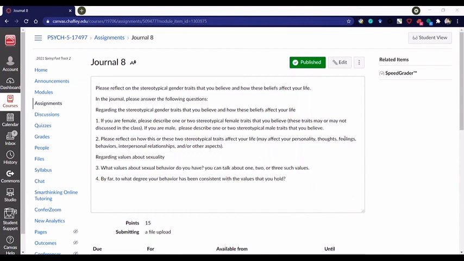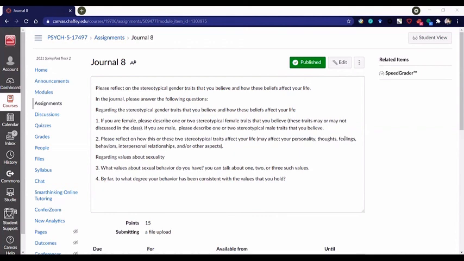So if you are a girl, please describe one or more female traits that are stereotypical. And if you are a boy or man, please describe one or more stereotypical male traits. The second question is about your reflection on how these stereotypical traits affect your life. In the second question, talk about the influences of these one or two traits. These traits may affect your personality, thoughts, feelings, behaviors, interpersonal relationships, and other aspects. You can talk about any aspects of how they affect your life.